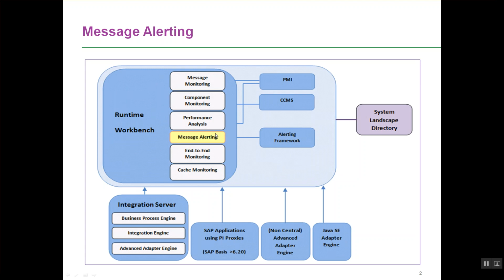Message alerting is an inbuilt functionality of PI where any error, be it a message failure or a component failure, any error in PI can trigger an alert. This could be an email, a fax, or an SMS, but the idea is that there is an inbuilt feature provided. Obviously some configuration is required, but it's minimal configuration. There is a concept of message alerting where automated alerts can be triggered to a recipient every time there is a failure in PI.